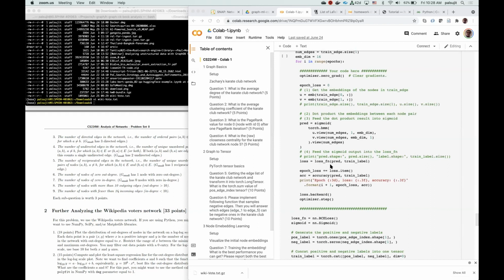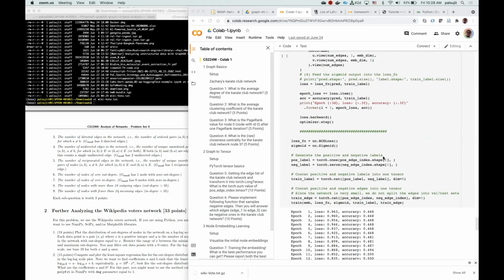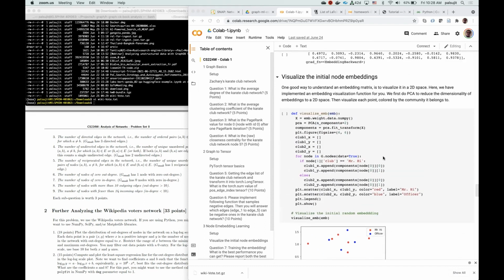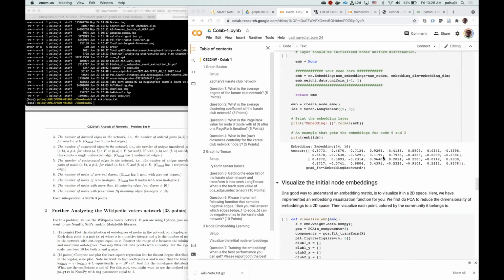Then you calculate the loss based on the label and the prediction, and you just train it. I'm calculating loss and accuracy. I'll show you the embedding layer. It's actually super simple.